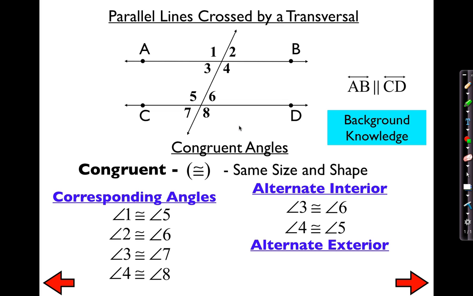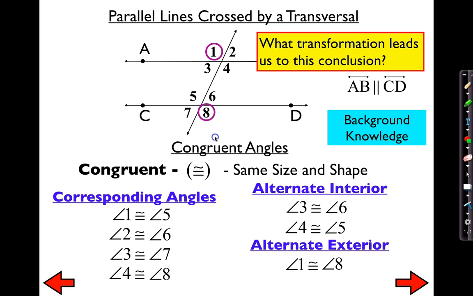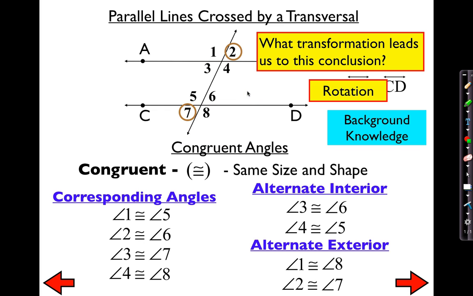And then we have alternate exterior angles. So alternate exterior is on the outside of the parallel line. So 1 and 8 are alternate exterior. And again, I can prove it to you by a rotation there. Also, 2 and 7 are alternate exterior angles.